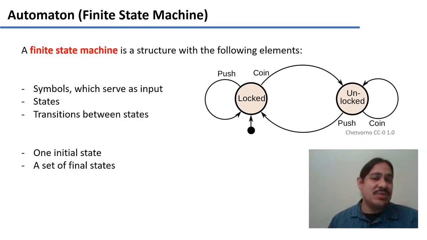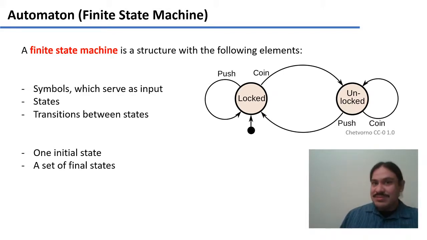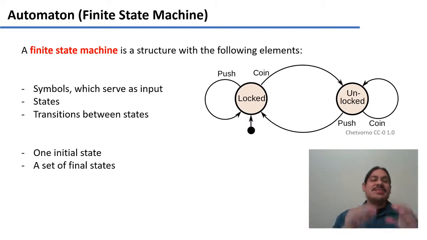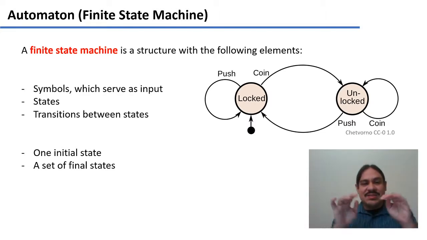A kind of automaton is a finite state machine. This is a subkind of automaton. It is a structure with the following elements. It has symbols or inputs into the system. It has states that it can transition in between. So it has different states that the machine can be in. It has transitions between the states so that there's an orderly progression in between the states that you want.